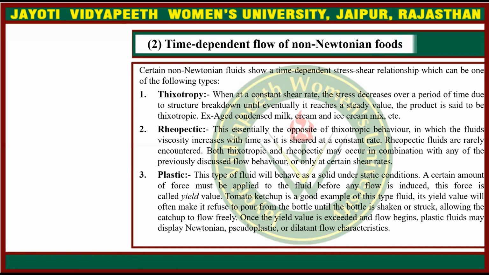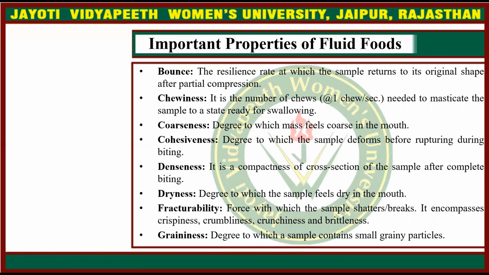A certain amount of force must be applied to the fluid before any flow is induced. This force is called yield value. Tomato ketchup is a good example of this type of fluid. Its yield value will often make it refuse to pour from the bottle until the bottle is shaken or struck, allowing the ketchup to flow freely. Once the yield value is exceeded and flow begins, plastic fluids may display Newtonian, pseudoplastic, or dilatant flow characteristics.